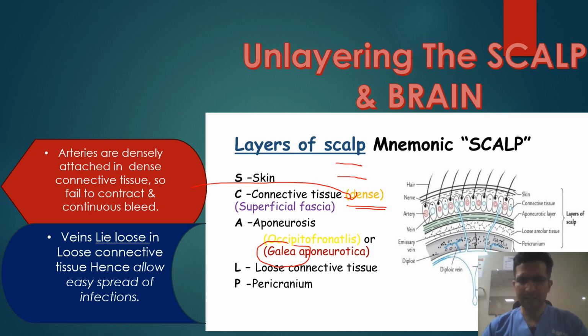So just look at this. Arteries are attached very densely in dense connective tissue and hence they fail to contract. So once injured, it will bleed to death. What about veins? Veins are located more inside. Where are they? They are located in the loose tissues. So they have nothing to do with bleeding, but the importance is they allow spread of infections from inside to the brain. So that's the important point.